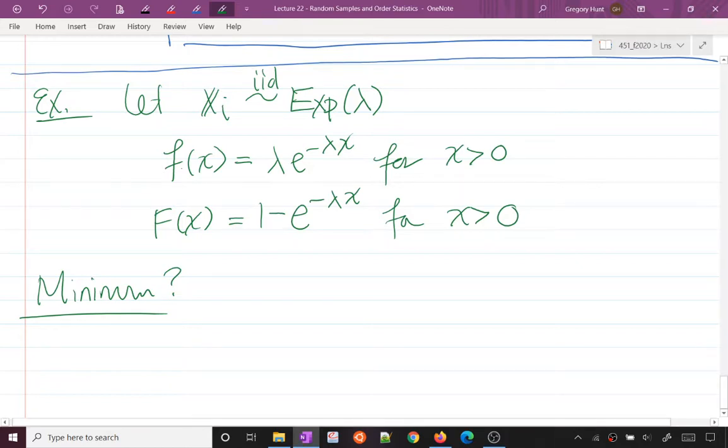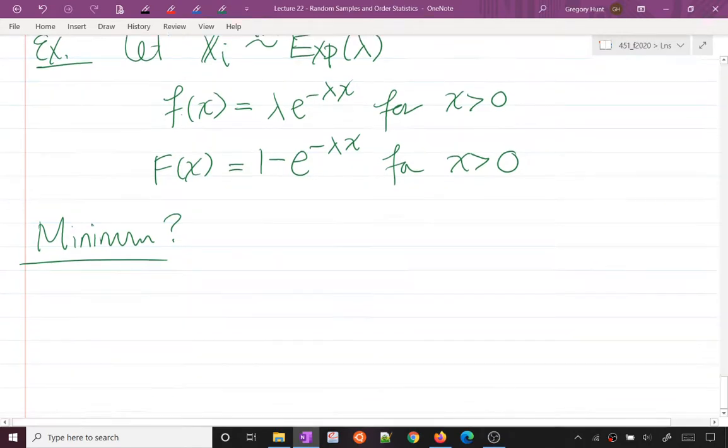Certainly, so what do we kind of know? Certainly all the X_i's are positive, so the minimum should be positive, but it's going to have some distribution. It's going to take on some values more likely than other values, etc. And that's the whole course, to talk about what goes on here.